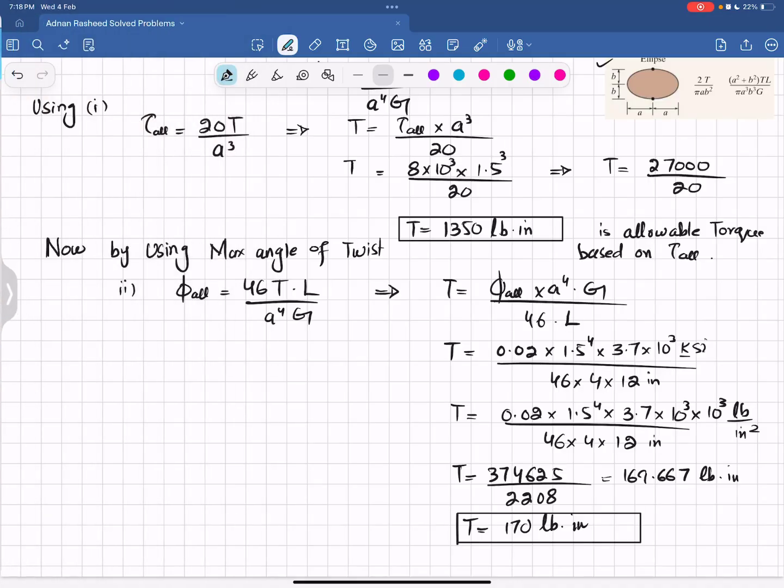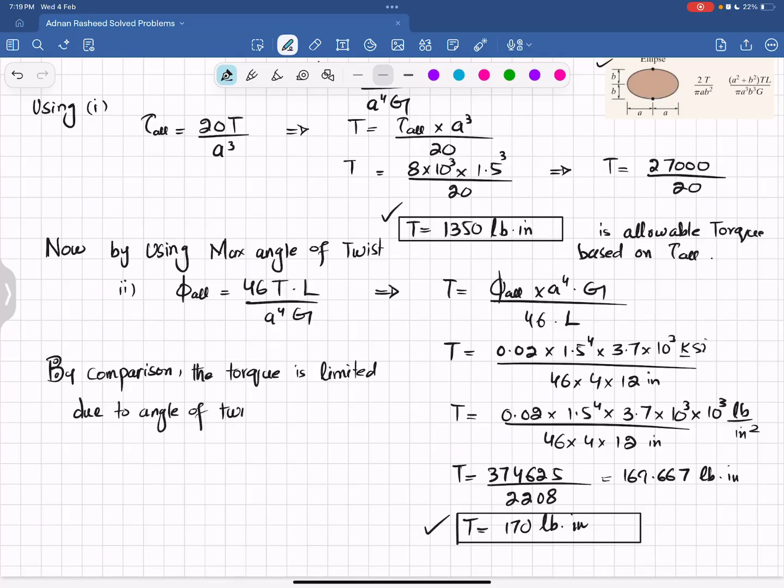Okay. So we can see we have two torques. One is 1350 pounds into inch and the second one is 170 pounds into inch. So what we will do is I will write it by comparison. The torque is limited due to angle of twist. Our answer is allowable maximum torque is 170 pounds into inch.